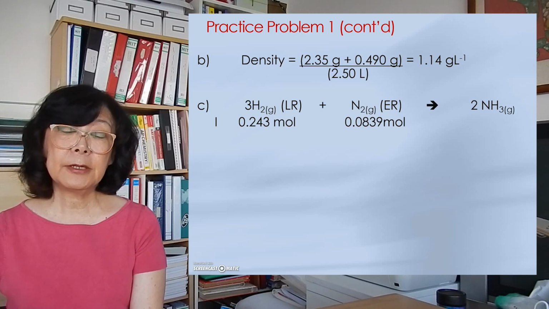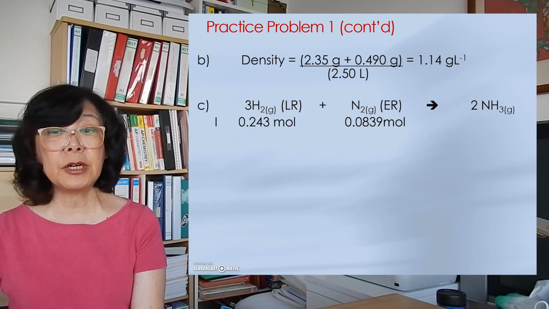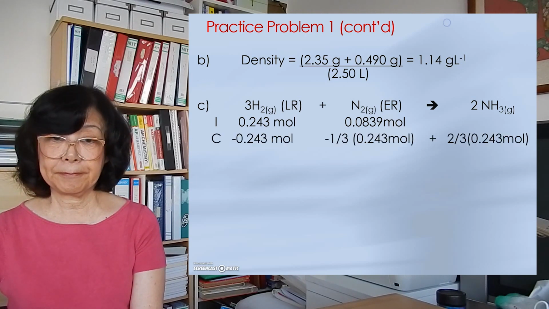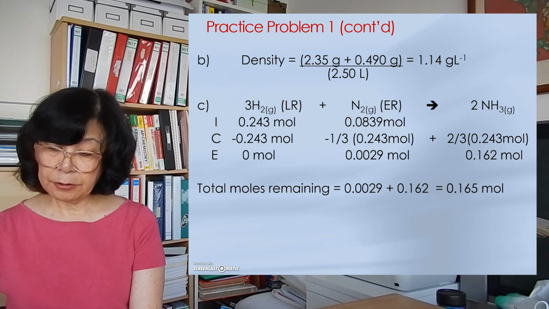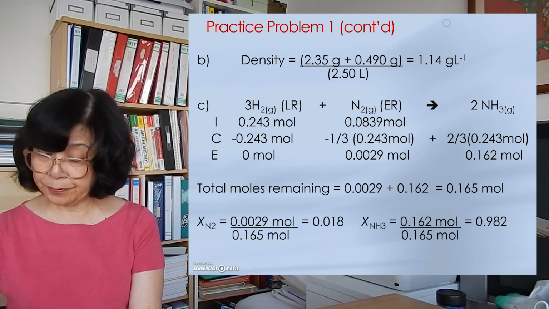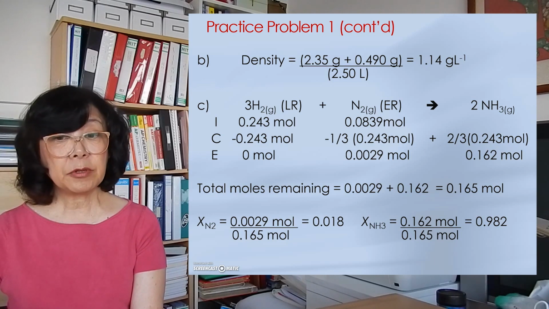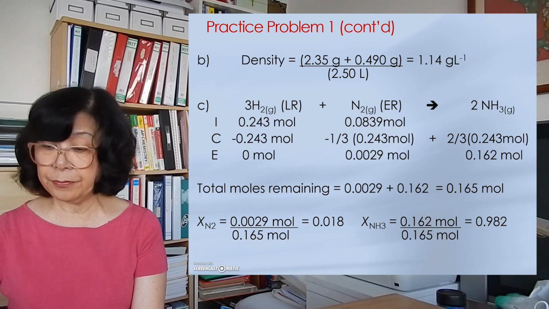And therefore now, we come to the end, we have nothing of hydrogen left. We have 0.0029 moles of nitrogen, and we have 0.162 moles of ammonia. So the total moles remaining is equal to the moles of nitrogen and the moles of ammonia, which is 0.165 moles. And when we determine the mole fraction of nitrogen, that turns out to be 0.018, and the mole fraction of ammonia turns out to be 0.982.